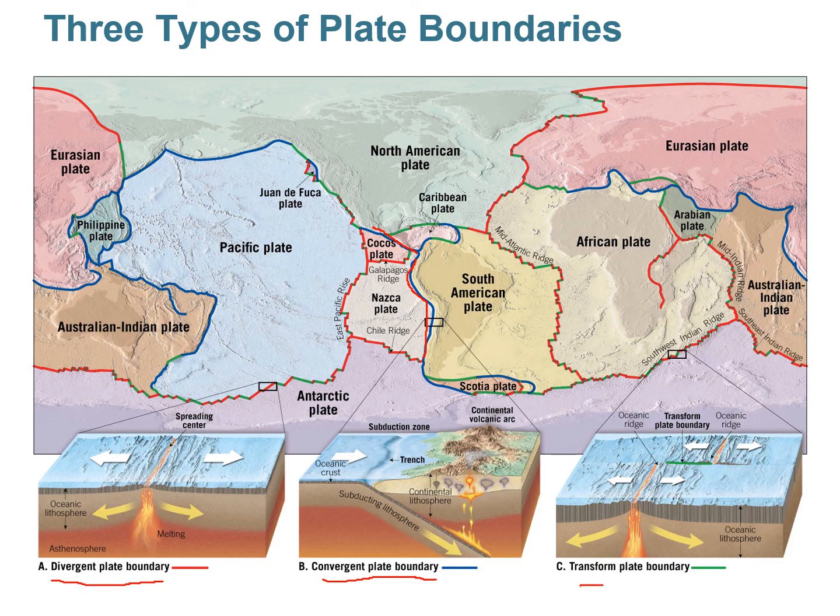And then there are transform plate boundaries, and this is where 2 plates kind of move side by side. They're not moving away from each other or against each other. They're just gliding past each other. And gliding's a terrible term. They're really grinding past each other.